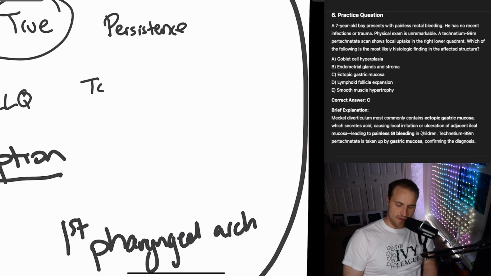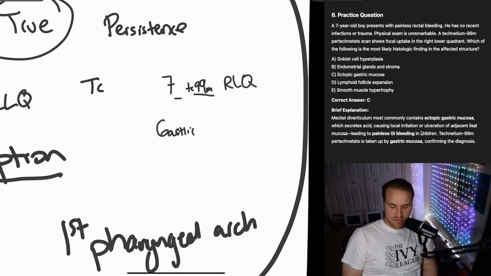And so in our practice question, we have a 7-year-old boy with painless rectal bleeding, hematochezia, no recent infections. Physical exam is unremarkable. He got a technetium scan, 99m pertechnetate, and it shows focal uptake in the right lower quadrant. All the stuff really pathognomonic. And then the question is, which histological finding will you see? Where you could see the pancreatic. And indeed, it's going to be ectopic gastric mucosa, because Meckel's diverticulum can have that, and it'll secrete your acid, causing irritation and also the painless bleeding.